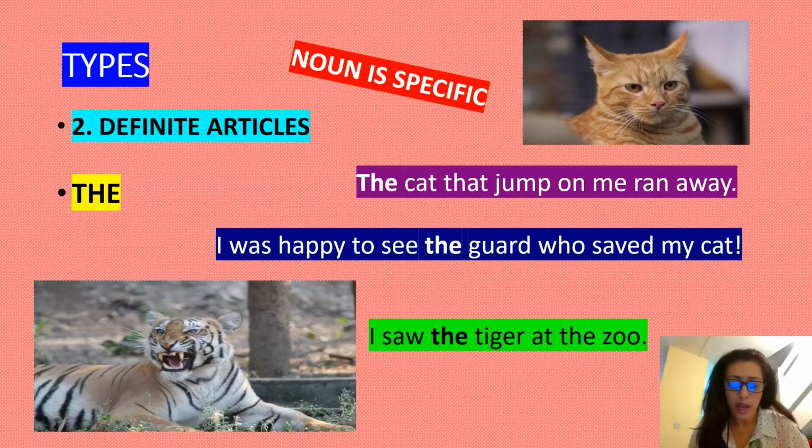Second example: I was happy to see the guard who saved my cat. So here we are talking about a particular guard. Even if we don't know the guard's name, it's still a particular guard because it is the one who saved the cat. The third is: I saw the tiger at the zoo. Here, we are talking about a specific noun. Probably there is only one tiger at the zoo.